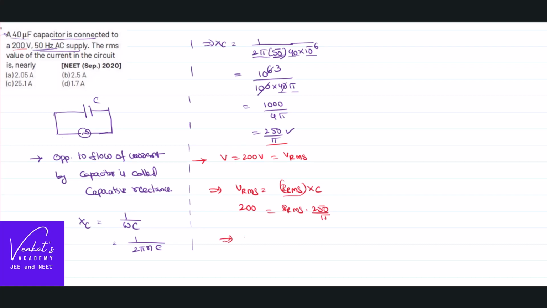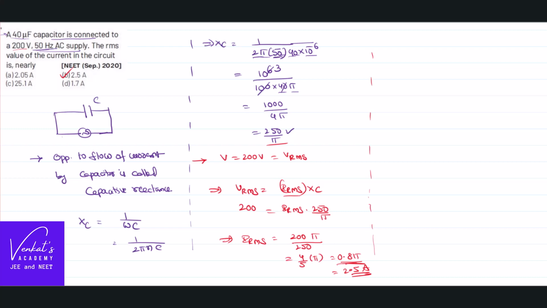pi. That implies IRMS is 200 into pi by 250, that is 4 by 5 times pi. You know 4 by 5 is 0.8 times pi. You know pi is 3.14, so it is less than 3.14. So its value is 2.5 amperes. So the RMS current is 2.5 amperes. That's how I have to solve this problem. It is just a formula based problem. Knowing the formula will help you to solve the problem easily.